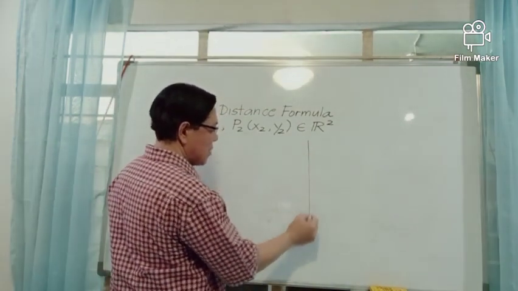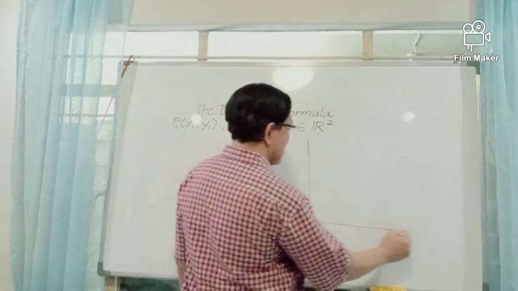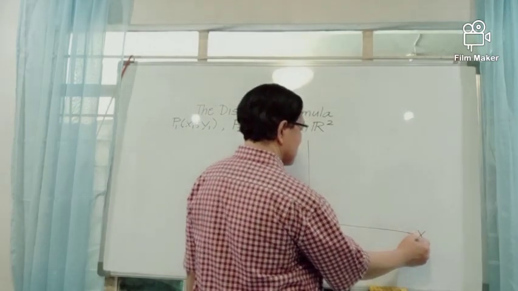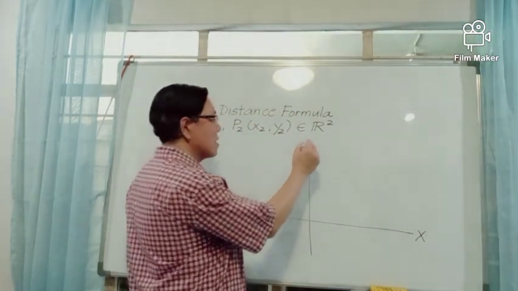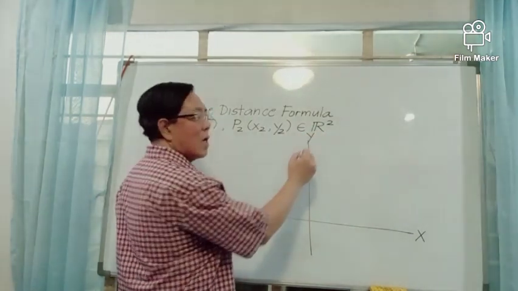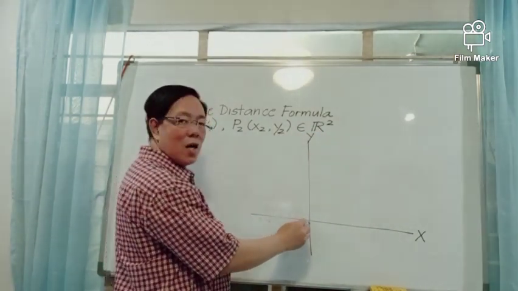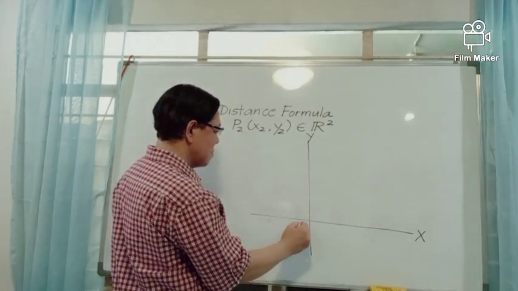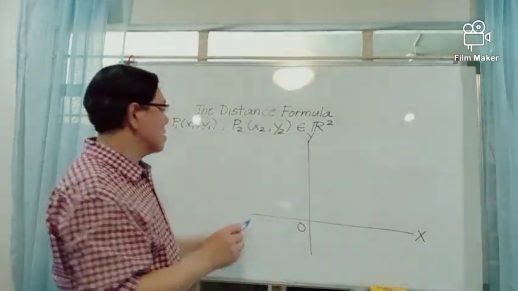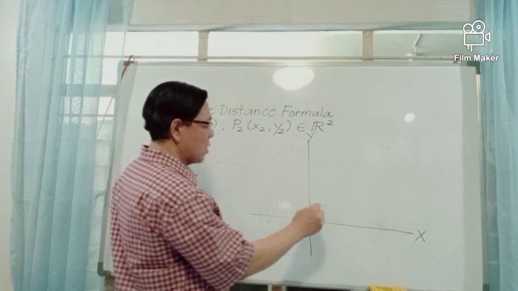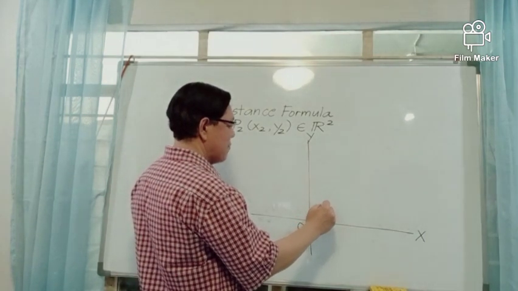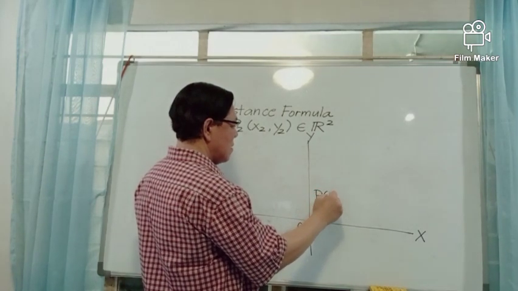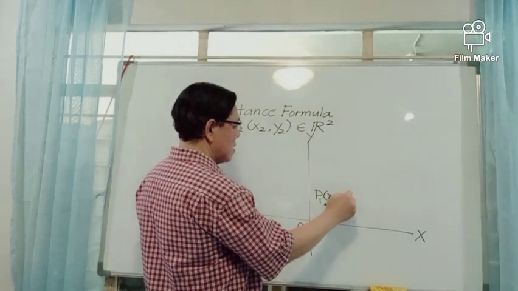We draw the Cartesian plane. In the horizontal axis, we write the variable x. In the vertical axis, we write the variable y. At the intersection of the horizontal and the vertical axis is the origin. And we take P1 and P2 as 2 points in the first quadrant. This is P1, a point in the first quadrant.